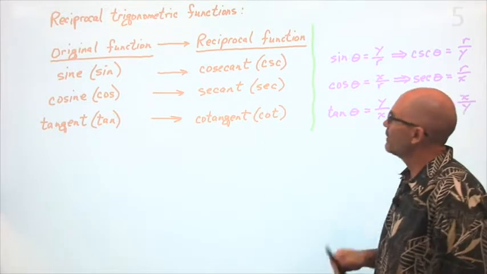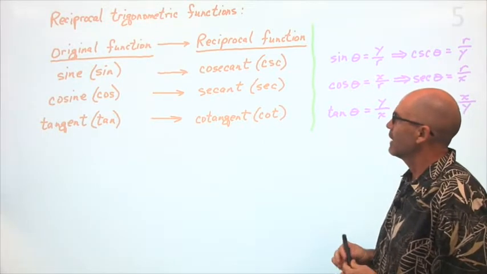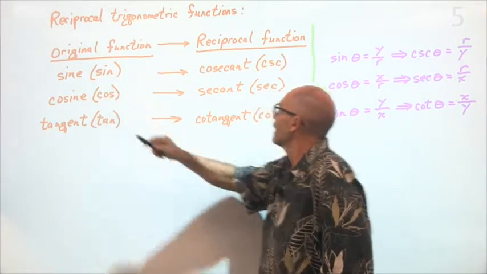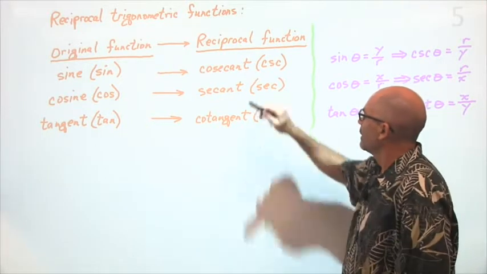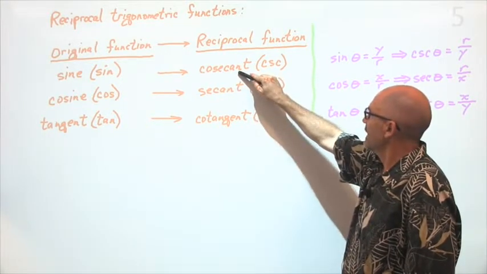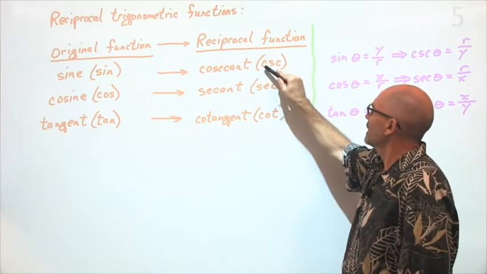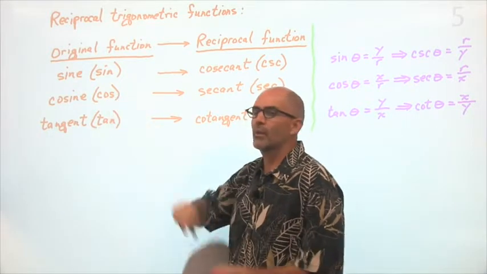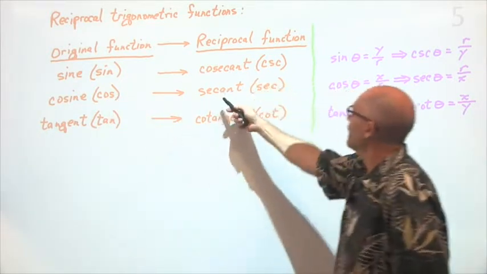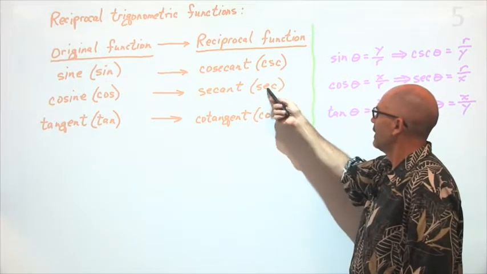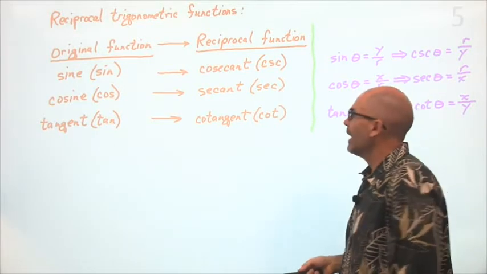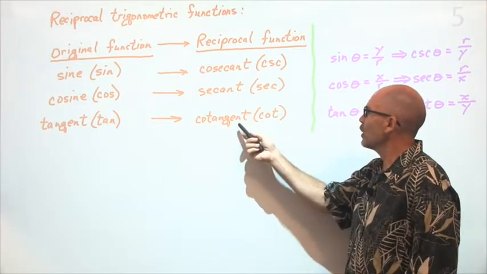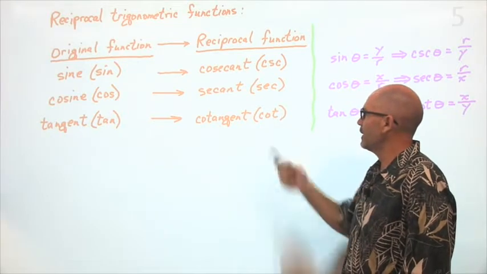Next, we have our reciprocal trigonometric functions. So the original function, sine theta, if we reciprocate that, we have cosecant theta, and we abbreviate cosecant CSC. Then we have our cosine theta. If we reciprocate cosine, then we have secant theta, and that's abbreviated SEC. And then we have tangent theta. We reciprocate that, we have cotangent theta, and that's abbreviated COT.